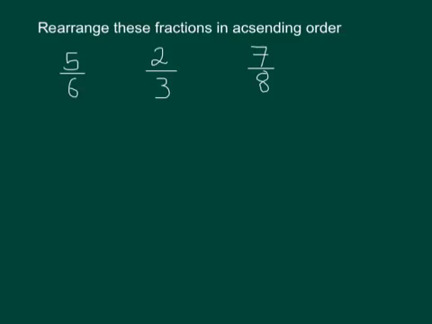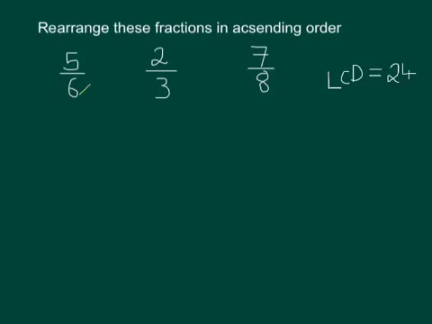So if we look at the three denominators, 6, 3, and 8, it should be relatively straightforward to realize that the lowest common denominator is 24. So it's worth just perhaps writing that down. Your LCD is 24, and now we're just going to convert each fraction into its LCD.